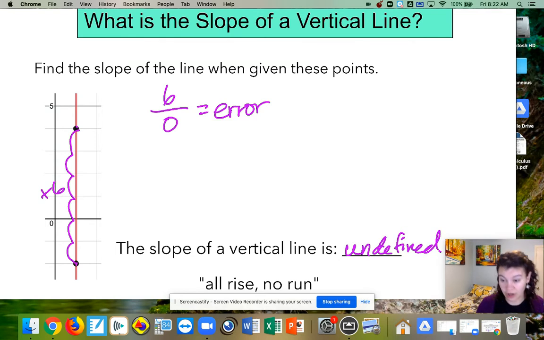It's all rise. You're going all the way up, but you're not going back and forth. You can think of this in terms of walking. Like normally slopes you can walk up or you can walk down. Here, if this was like a ski hill or something, if you stepped off of this point, you just fall. Like you're not going to be able to walk. It's not possible. So it's undefined.